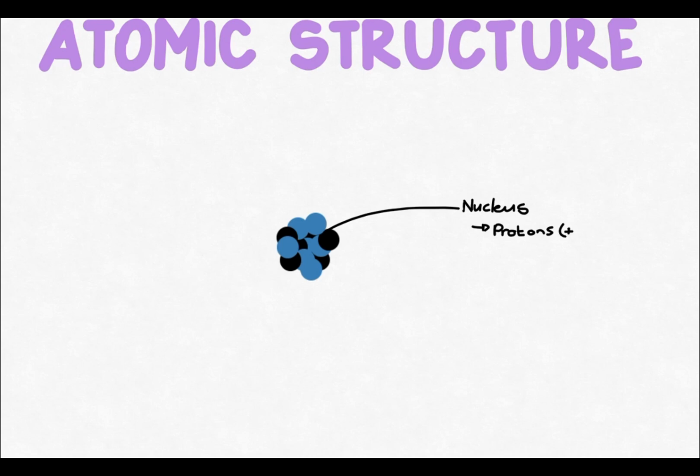Today we're looking at the basic concepts of atomic structure. Most of you already know that the atom is made up of a nucleus. Inside this nucleus, we get protons as well as neutrons. These protons have a positive charge, whereas neutrons do not have a charge at all, meaning they're neither negative nor positive.